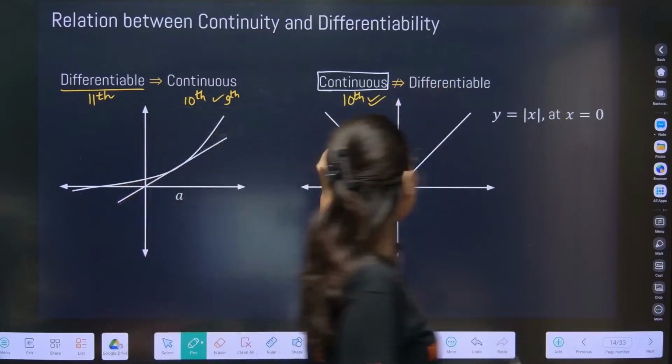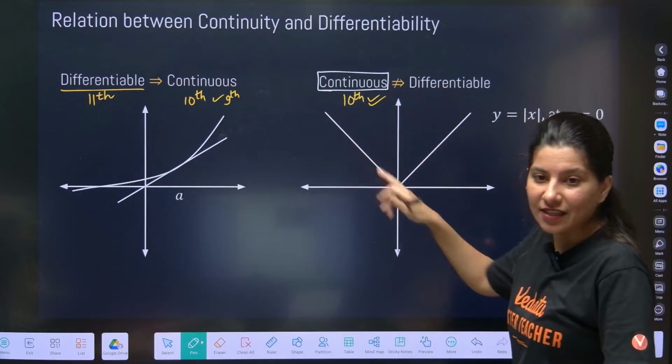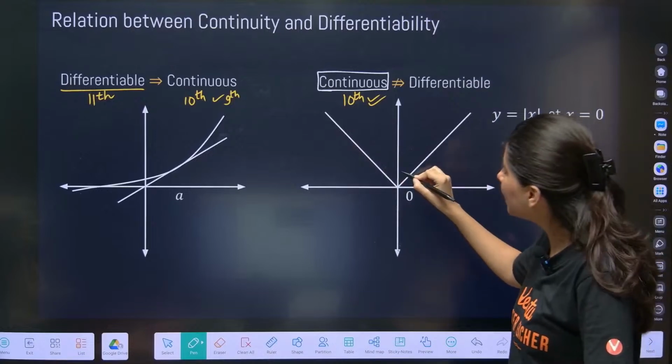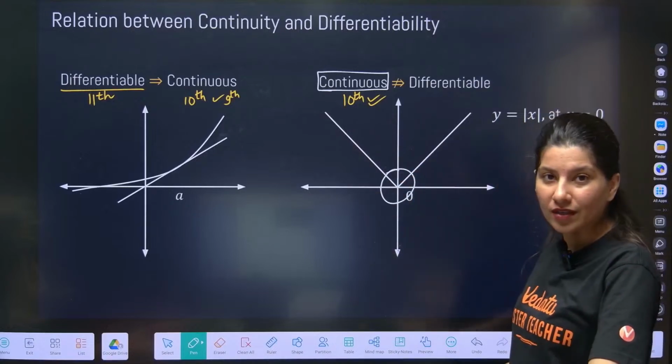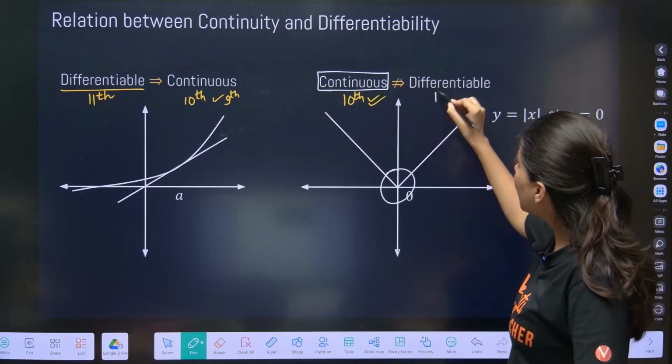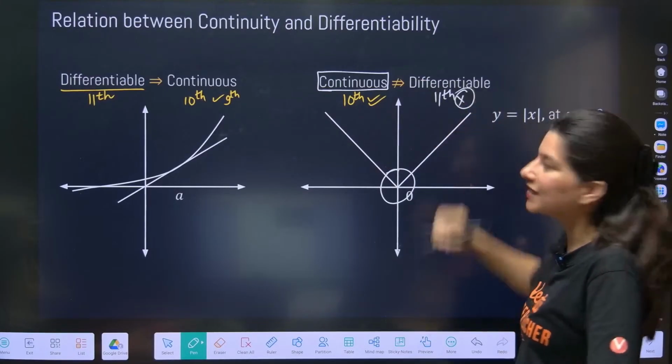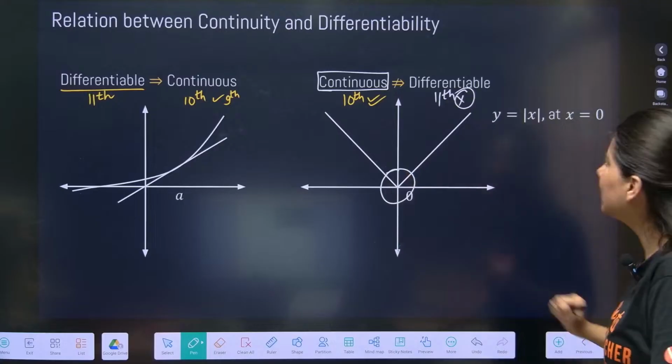You can see the example. The function is continuous, there is no jump, no break, but there is a sharp corner. So continuous is there, but class 11th pass is not there. 10th pass, but 11th fail.